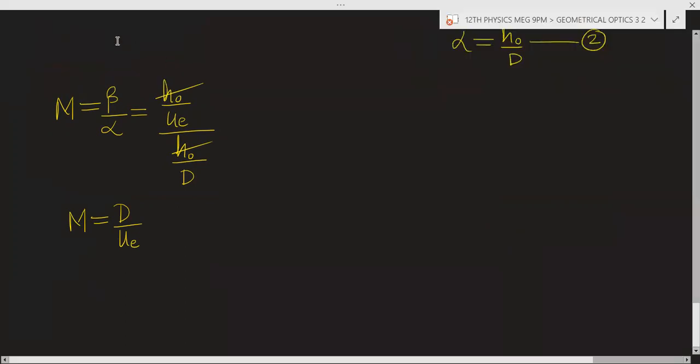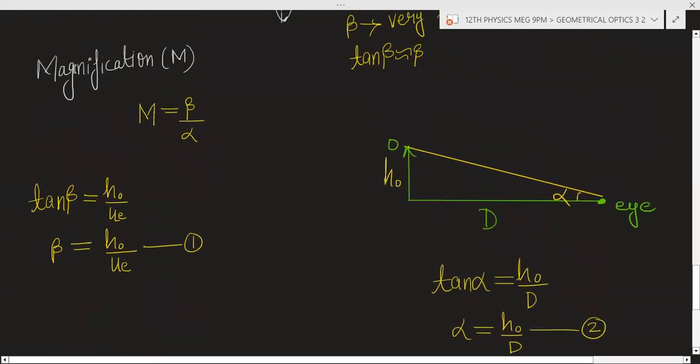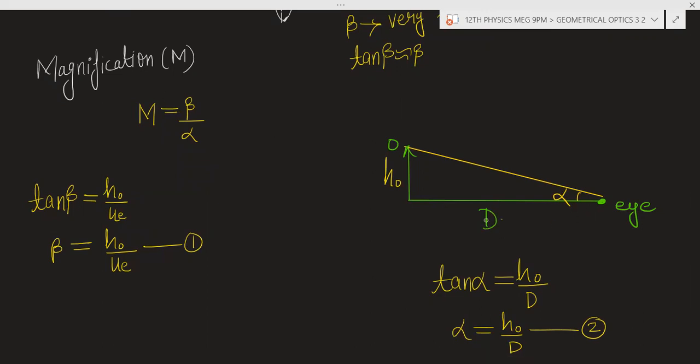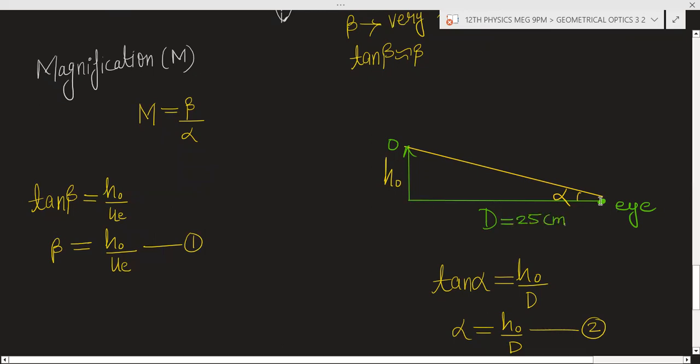Sir, can you explain how you got tan alpha is HO upon D? Okay. I told you that alpha is the visual angle when the object is placed at a distance of D. D is basically 25 centimeter, the least distance of distinct vision. So this angle is alpha. Now do you know tan alpha? In trigonometry tan alpha can be written as perpendicular by hypotenuse.